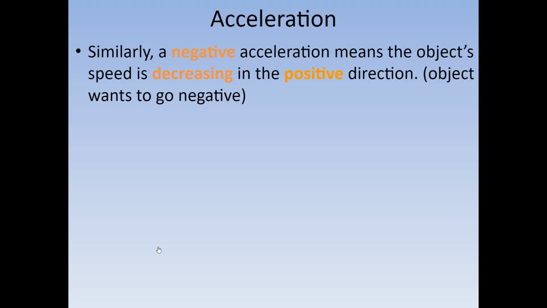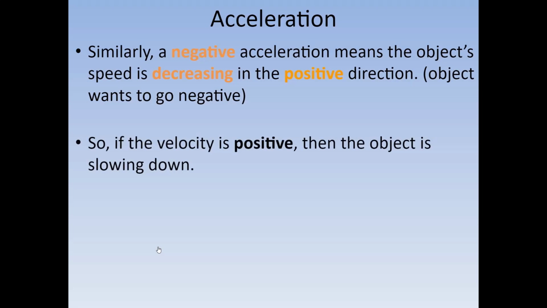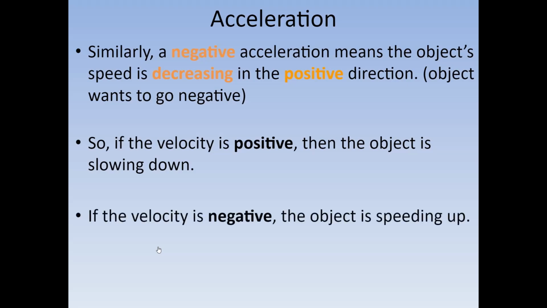Similarly, if we have a negative acceleration, it kind of means that the speed is going to end up decreasing in the positive direction. Or another way to put it, it's going to go into the negative. It's going to want to go more negative. So it's basically the opposite of what just happened. That if the velocity was initially positive and we have a negative acceleration, then the object is going to slow down until it eventually crosses over that line and becomes negative. Or if the velocity was negative, the object is going to keep speeding up in the negative direction.